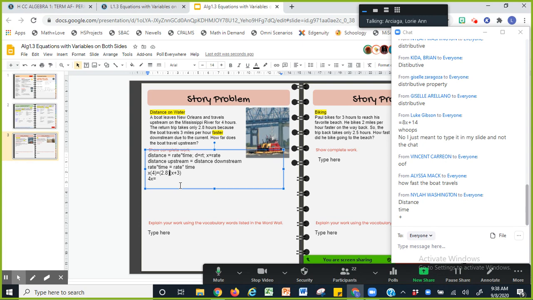Okay. So again, let's multiply this, 4x, and then we distribute this one. So 2.8x, right? Plus, and then you multiply 2.8 times 3. So that's going to be 8 times 3 is 24, carry 2, so 8.4.